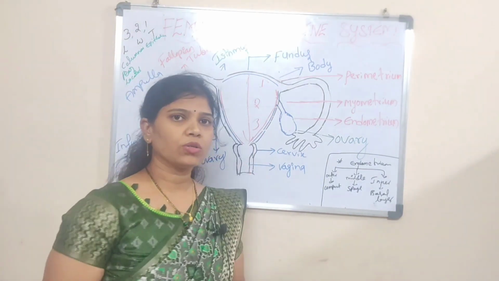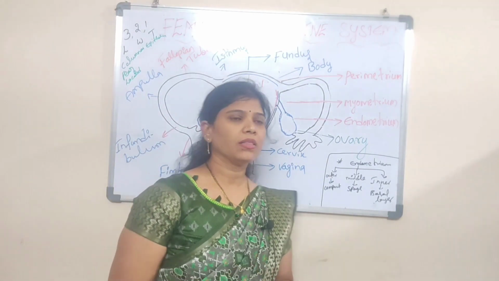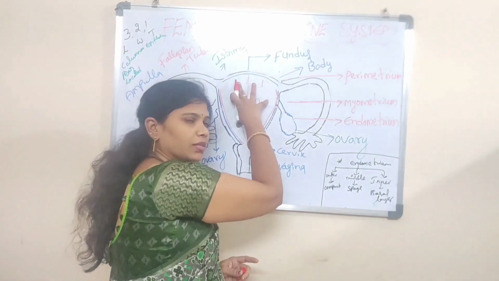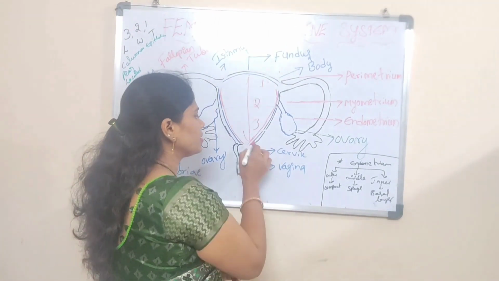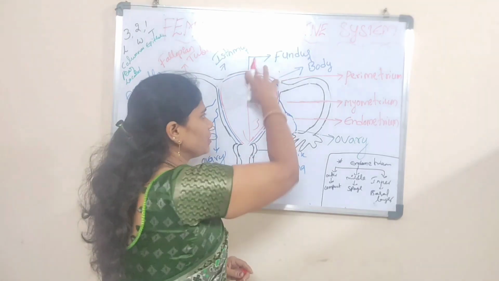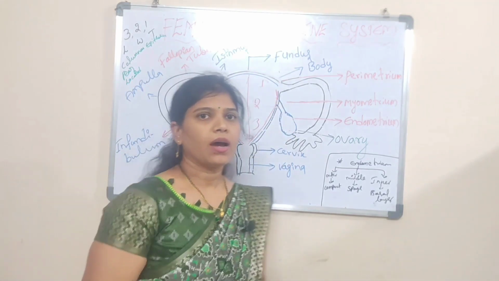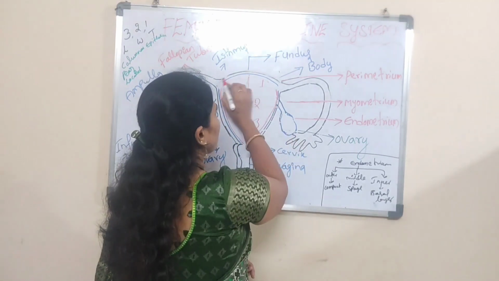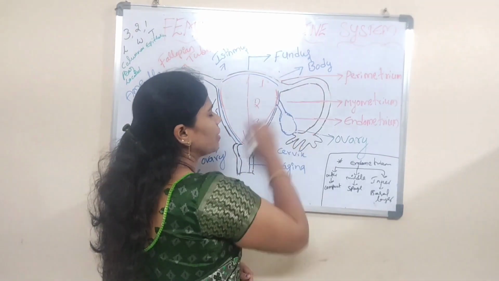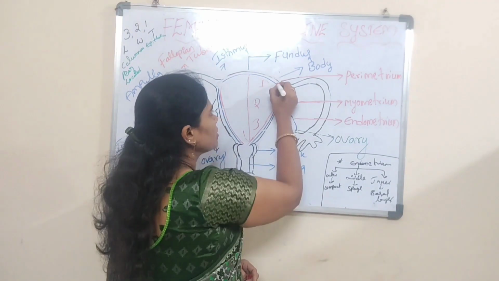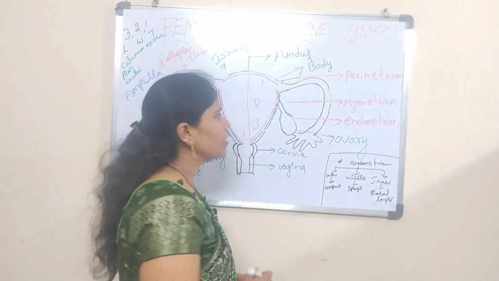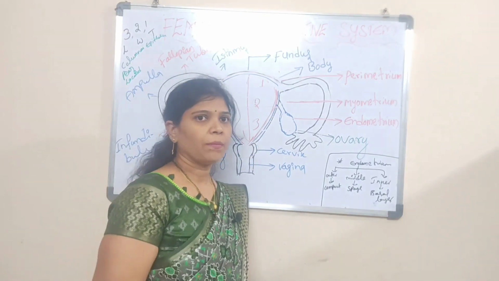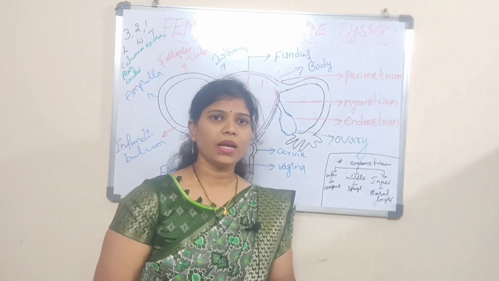The uterus also contains 3 main parts, that is the fundus. This structure is called the fundus, this structure is called the body of the uterus, and this is the cervix. Three main parts: fundus, body and the cervix. And the uterus also contains 3 main layers. The outermost covering layer of the uterus is called the perimetrium, the middle layer is called the myometrium, and the inner layer is called the endometrium. Perimetrium, myometrium and the endometrium.